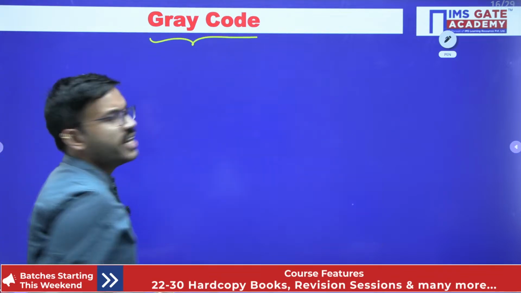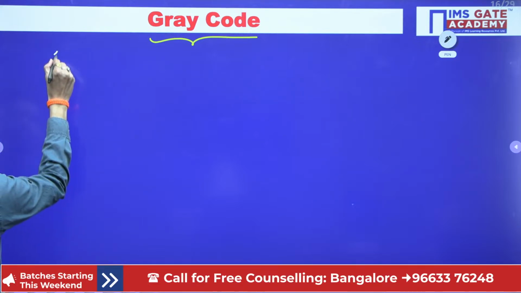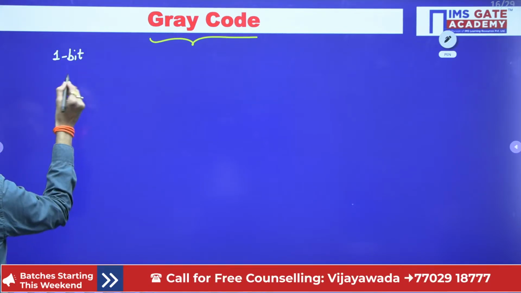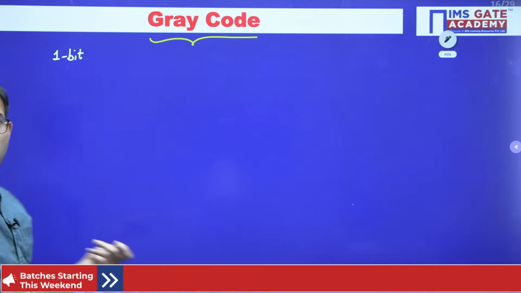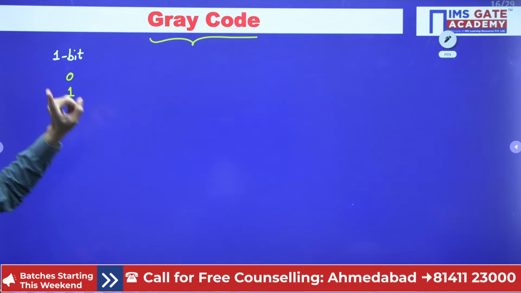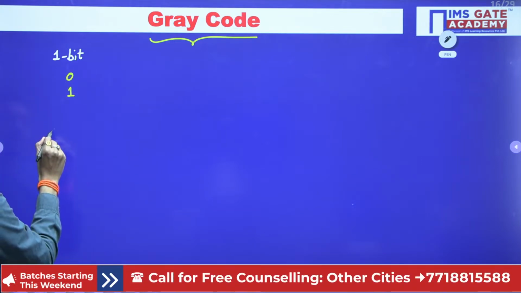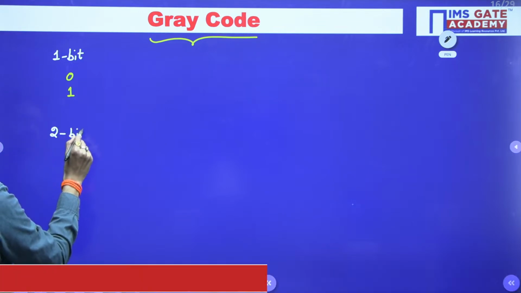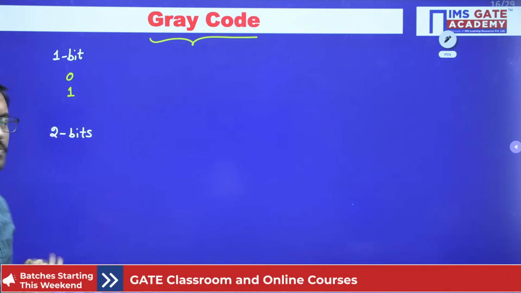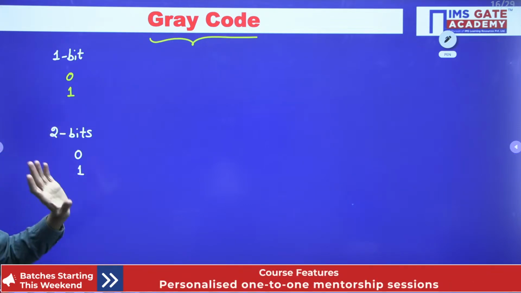Now let us see how to formulate the gray code of n plus 1 bits with the help of gray code of n bits. Say for example, let us start with the gray code for 1 bit. If you have 1 bit, obviously you get two combinations, 0 or 1. Here, if you observe, these two differ by only 1 bit. Now, with the help of gray code of 1 bit, let us formulate the gray code for 2 bits. It is very simple. Whatever gray code of 1 bit we got, 0 1, just copy as it is.